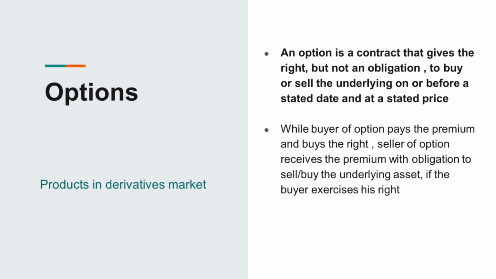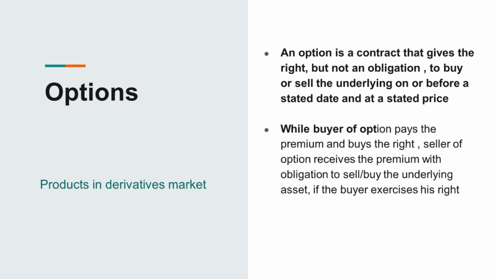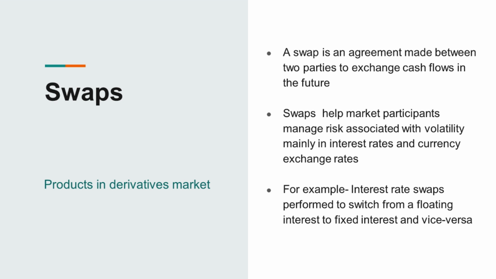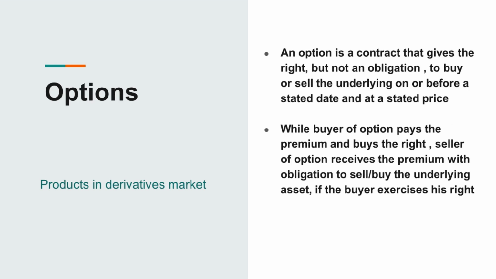So an option would give the right to sell the underlying before the stated date at a stated price. Now, to recover that loss, the buyer could buy an option. To buy that option, it pays the premium and buys the right. And the seller of the option receives the premium, with the obligation to sell or buy the underlying asset if the buyer exercises his right.